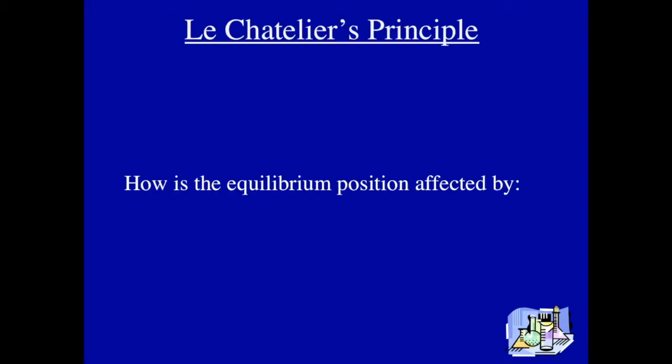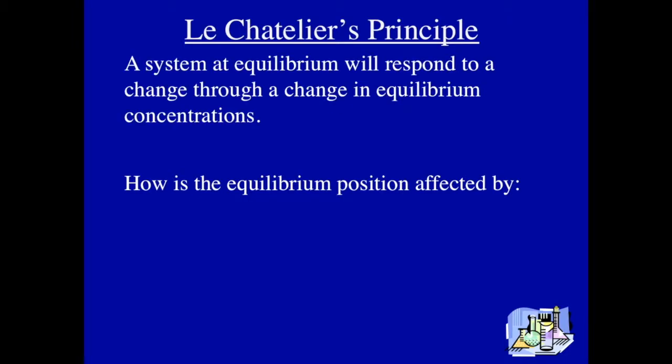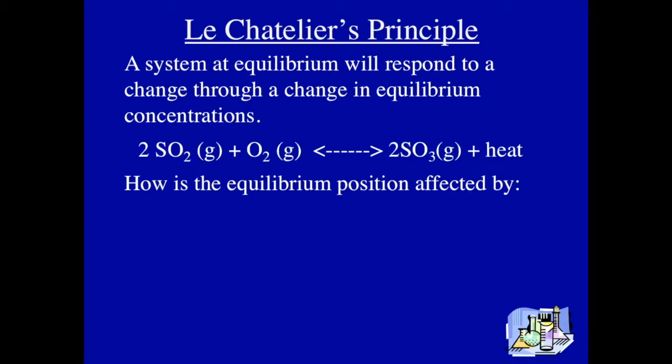Le Chatelier's principle, I've mentioned, I've touched on it, I've said some things about it. What you need to understand is that a system at equilibrium will respond to a stress or a change by changing equilibrium concentrations. This is what Haber figured out with the nitrogen and hydrogen and ammonia reaction. This is another example. So it takes sulfur dioxide and oxygen. I make sulfur trioxide. I also produce heat.